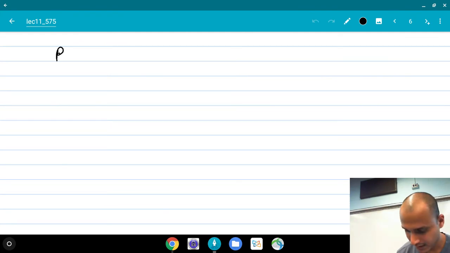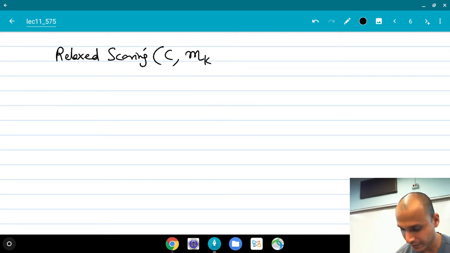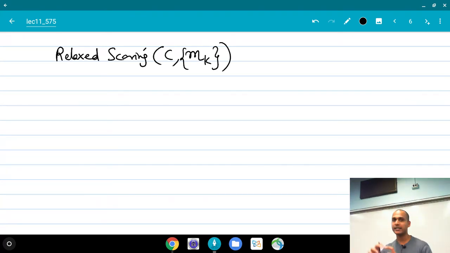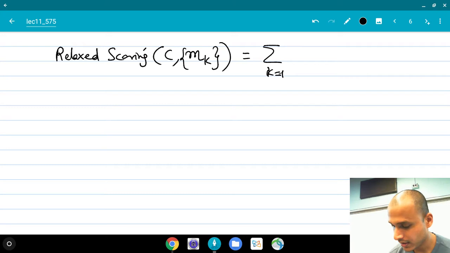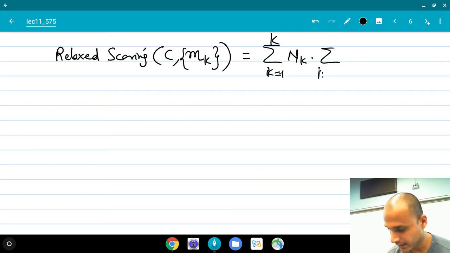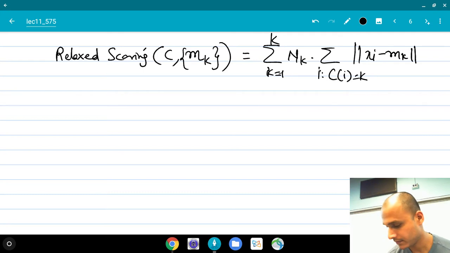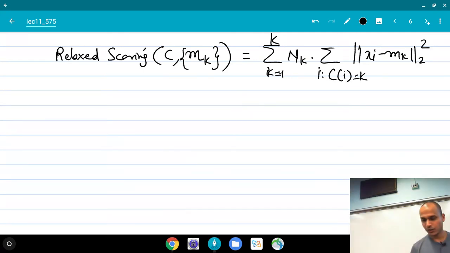We're going to do that by solving the relaxed scoring prime of that C. But now we're going to introduce additional variables called mk, one for each cluster. There's a collection of them. Mk are just those vectors. Instead of x bar k, I'm using mk because those are now going to be variables. And this is the same objective as before: sum over k equal to 1 to the number of clusters, nk times the sum over i such that C of i is equal to k of the 2-norm squared of xi minus mk.